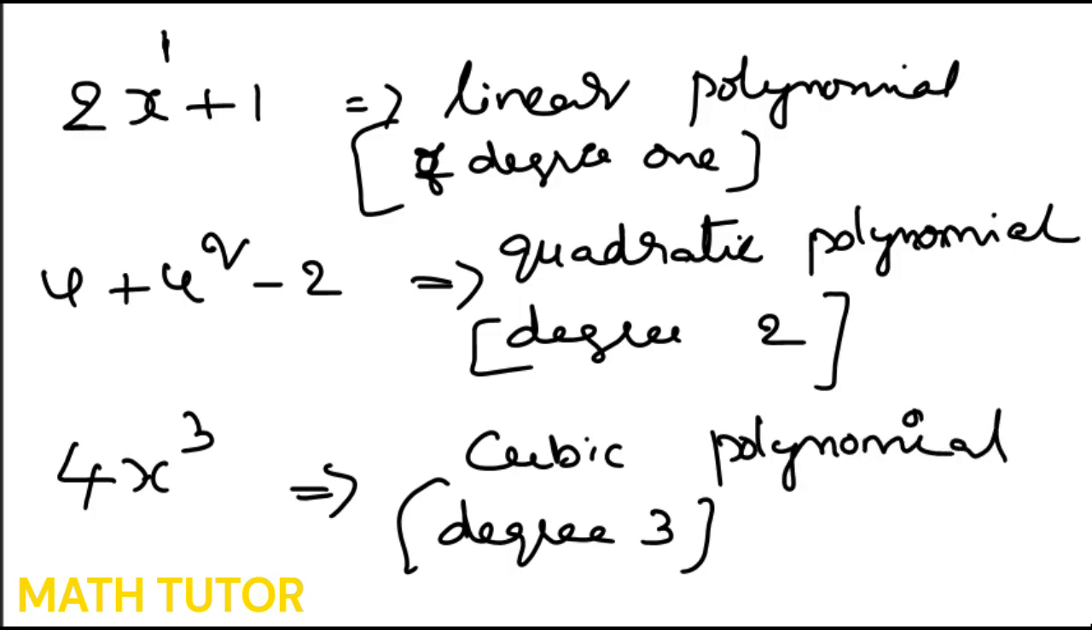Okay, understood? If the degree is 1, that polynomial is called a linear polynomial. If the degree is 2, like this u square, then this is called a quadratic polynomial. And if the degree is 3, x to the power 3, 3 is the degree for this expression, then this polynomial is called a cubic polynomial.